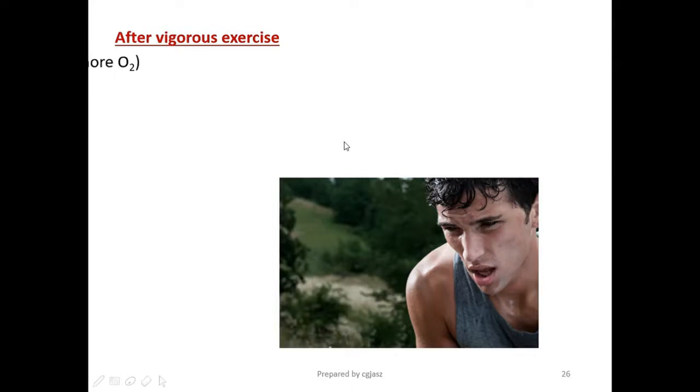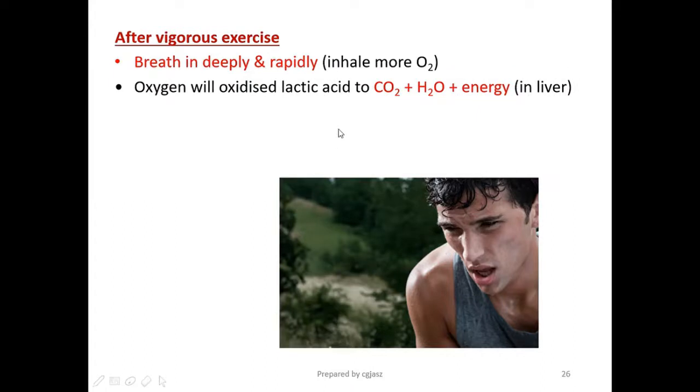That is through deep and rapid breathing to inhale more oxygen. Sebab tu bila kita habis bersenam, kita kena sentiasa cool down. Ambil nafas dan hembus. Betul? So the oxygen that we inhale will oxidize lactic acid into carbon dioxide, water and energy.